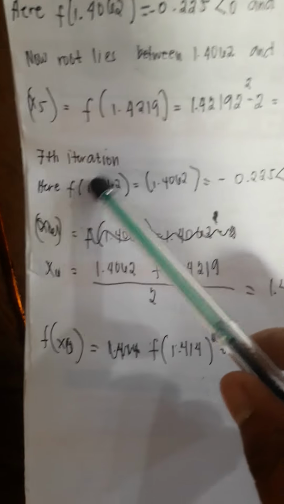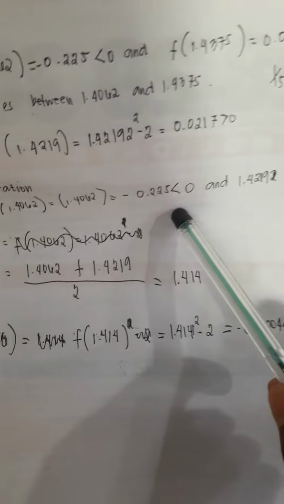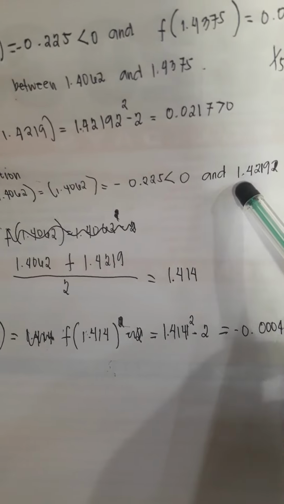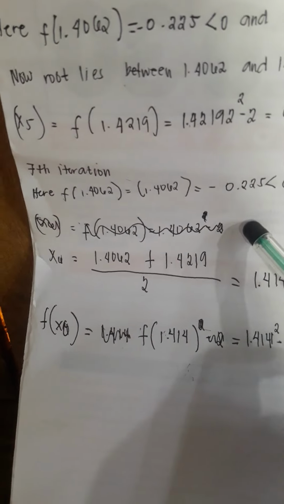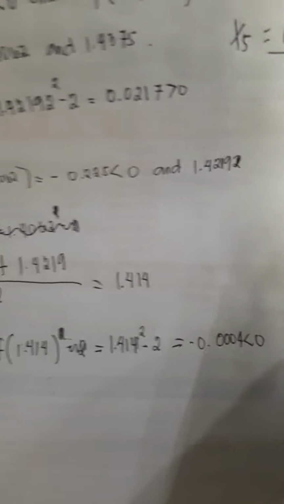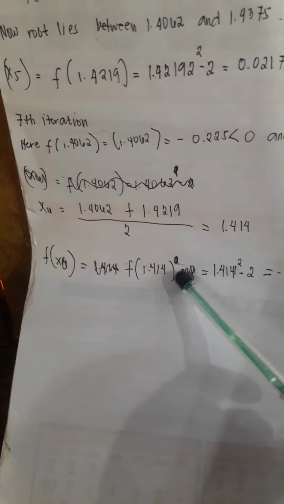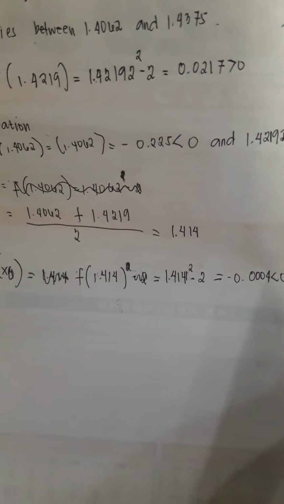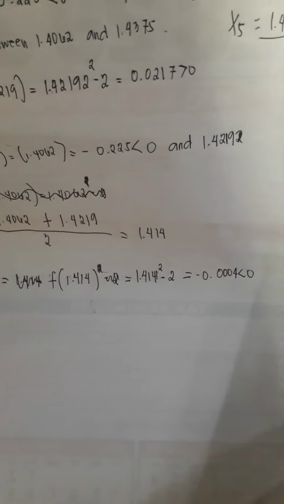Our seventh iteration: here f of 1.4062 equals negative 0.0225, which is less than 0, and f of 1.4219 is greater than 0. Our x7 equals (1.4062 plus 1.4219) over 2 equals 1.414. f of x7 equals f of 1.414 equals 1.414 squared minus 2 equals negative 0.004, which is less than 0.